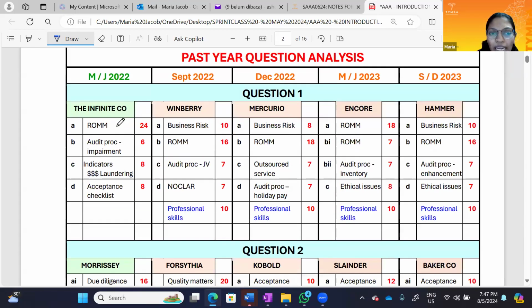Now, if you look at it, every question one is definitely going to be either risk of material misstatement or business risk. You will have an audit procedure every sitting, and you have some money laundering question, some outsourced service or service organization question, you have acceptance, no CLA, ethical issue. So these are the areas that they normally ask for your question one.